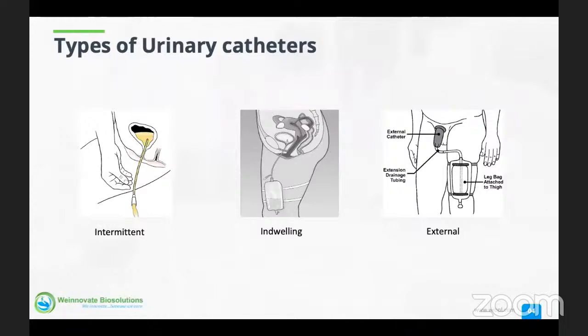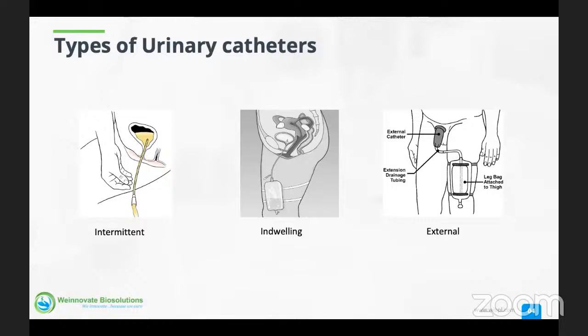So now that we know the indications for when the patient needs to be catheterized, we'll understand the different types of urinary catheters. There are three basic types of urinary catheters. The first is an intermittent catheter. An intermittent catheter is used to drain the urine out of the bladder for a short period of time, for example, 5 to 10 minutes. It may be inserted in the patient and removed after urination.